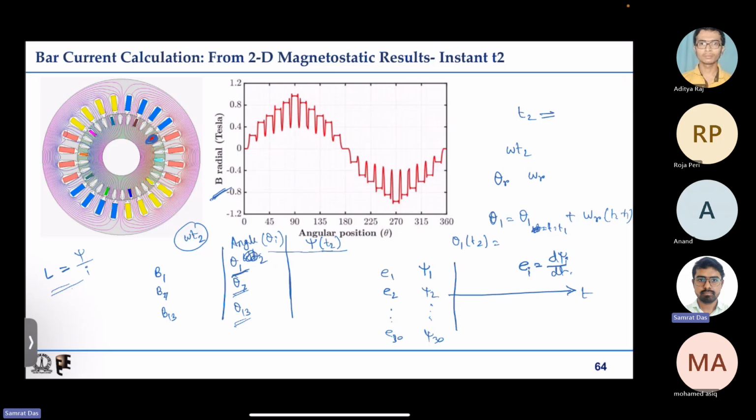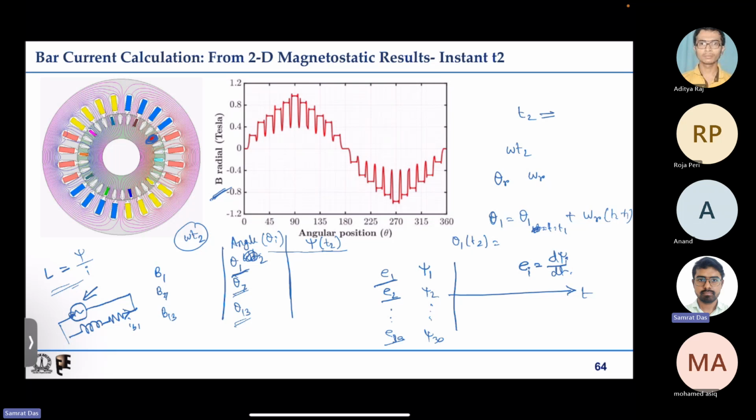So if we model the bar as some RL circuit, we know the induced EMF getting applied across that bar from these calculations at different instances. This is an RL circuit for the bar. So if we know this induced EMF, then the bar current can also be calculated. And once the bar currents are known, then the end ring currents can also be calculated, following the steps that I indicated probably two classes before this one.